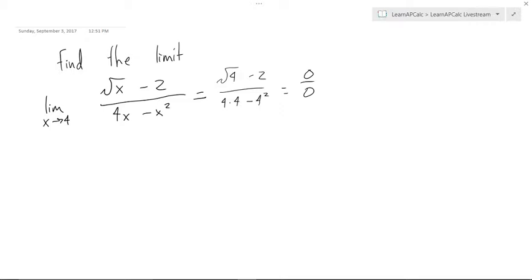Well, here I talked about several methods: factoring, conjugation, lowest common denominator. But this one is pretty obvious that we need to conjugate it. As I said in the video, when we have square root of something, that's a pretty good sign that we need to conjugate. So let's go ahead and do that.